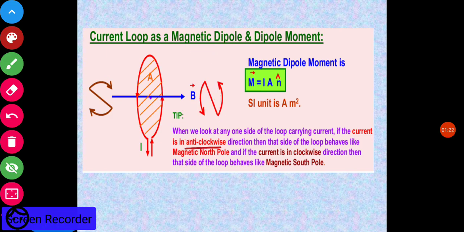So in the anti-clockwise direction, the side is north pole, and the other side where the current is clockwise, like the S, will behave as magnetic south pole. The magnetic moment of this current carrying loop is given by I into A, n cap. n cap is a unit vector in the direction of the magnetic moment, and its unit is ampere meter squared. Now we will discuss how this magnetic dipole moment is IA.